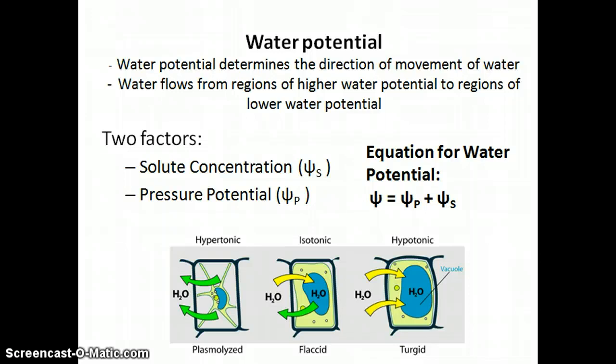Just to review a little bit, we discussed this in class, but water flows from regions of higher water potential to regions of lower water potential. There are two factors in water potential. One is the solute concentration, which we represent as psi S, and the pressure potential, which we represent as psi P. The equation for water potential, therefore, is psi equals psi P plus psi S. And we're going to go through how this all works in a second.